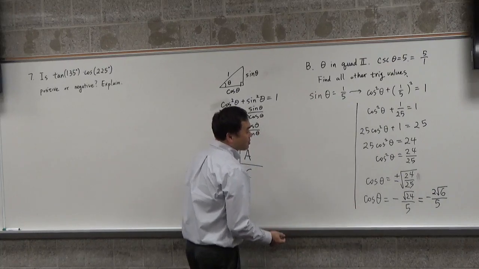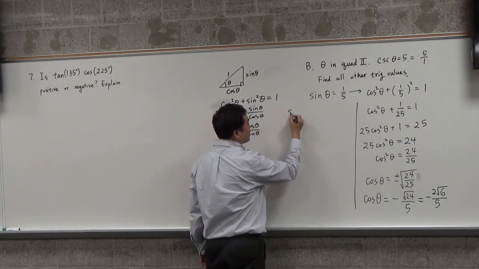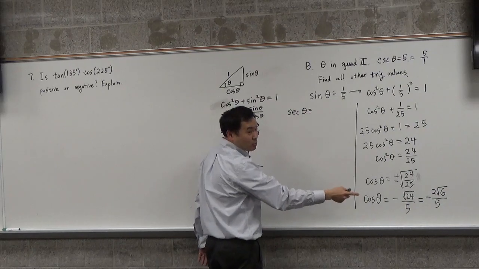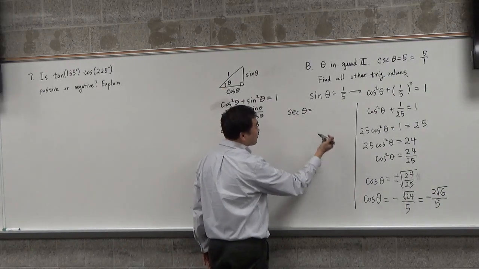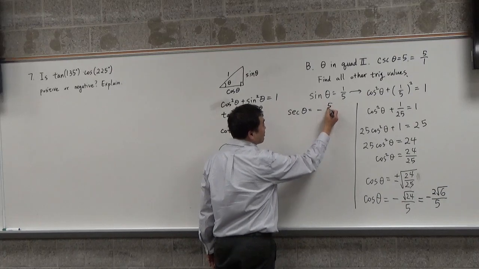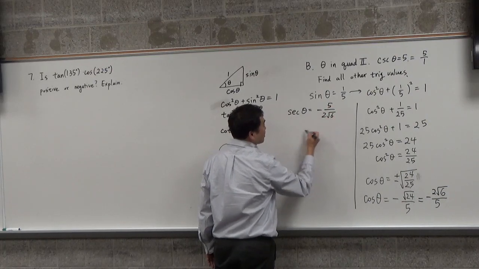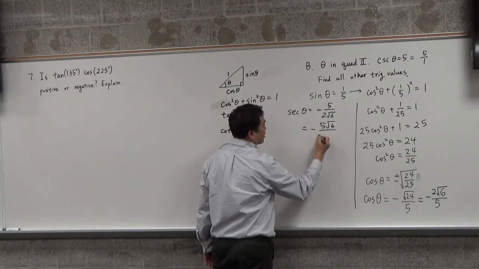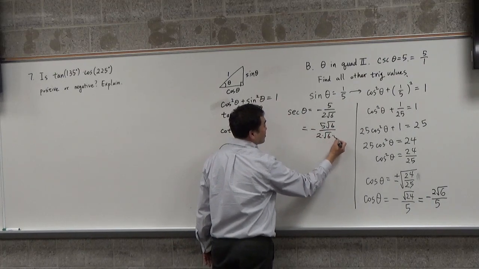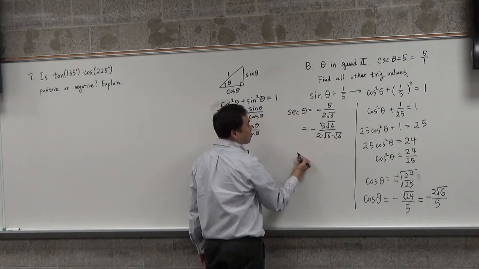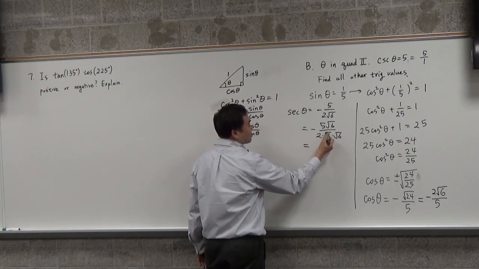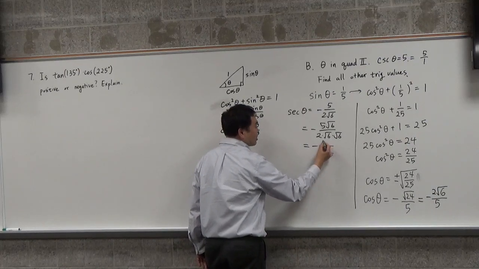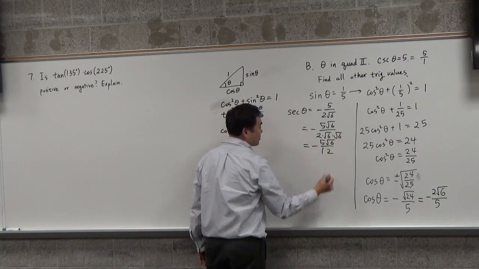Okay, so now let's find secant. What's secant then? You flip that. It's a reciprocal of cosine, so you flip it, it becomes 5 over 2 square root of 6, which now requires that you multiply square root of 6 top and bottom to get rid of the square root in the denominator. And because this becomes 6 and this is 2, you get 12 in the denominator, and on the top you get 5 square root of 6.